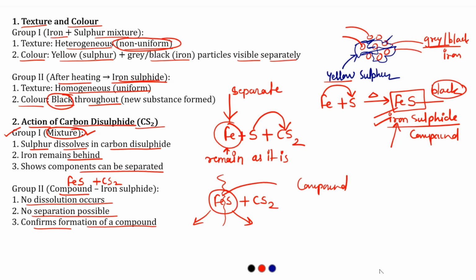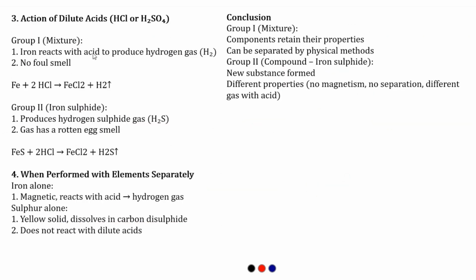Now we are going to move on to the next one. Now we are going to perform the third test, that is action of dilute acids. So dilute acid means what? The acid which has water in it. Those are called dilute. So here either you can use HCl, hydrochloric acid, or we can use sulfuric acid, that is H2SO4. So we are going to see how this dilute acid will react with the mixtures and the compounds.